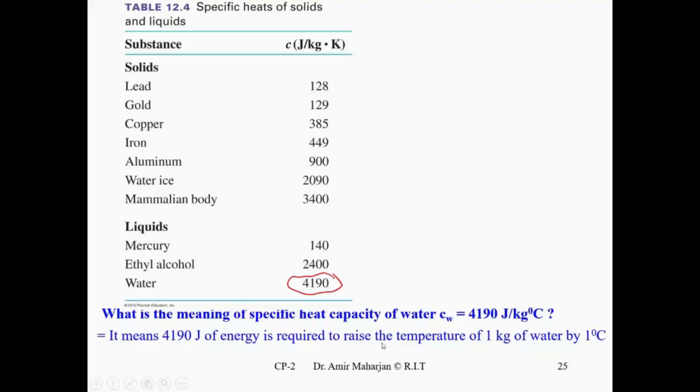It will be required to raise the temperature of 1 kilogram, remember, 1 kilogram of water by 1 degree Celsius. So that's how we define specific heat capacity by definition.